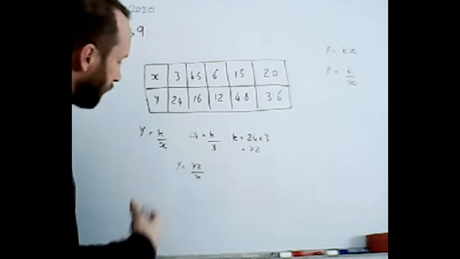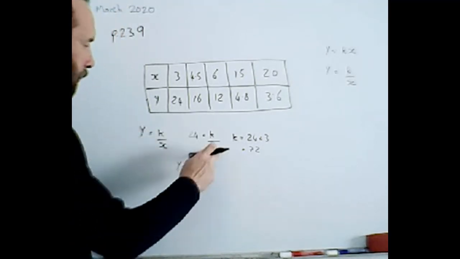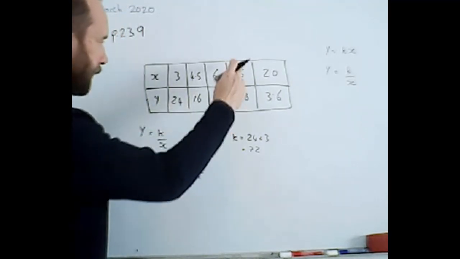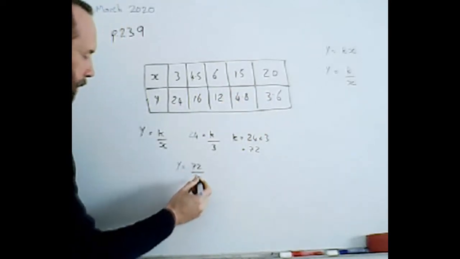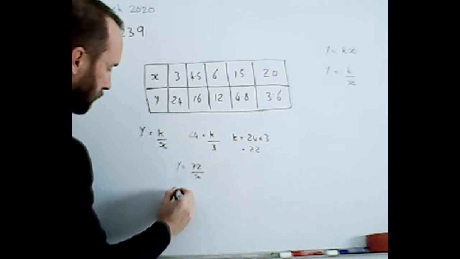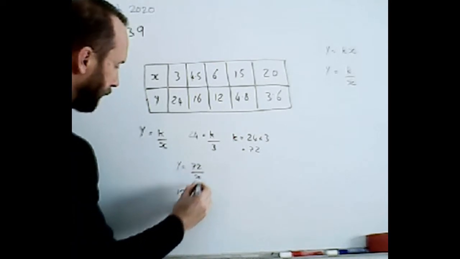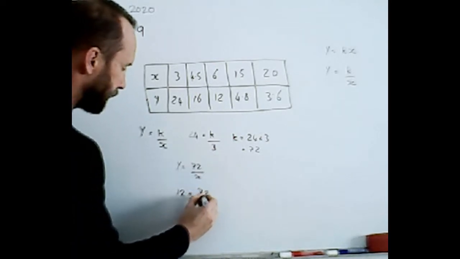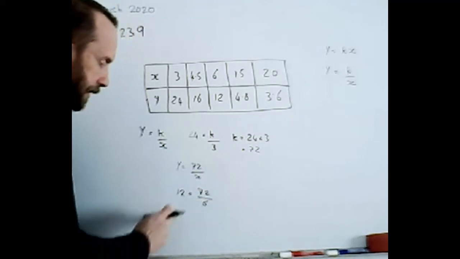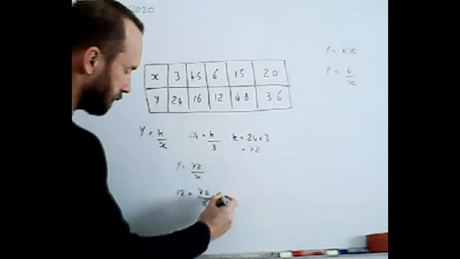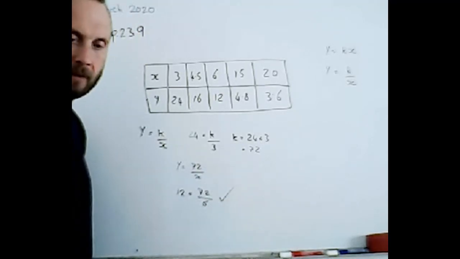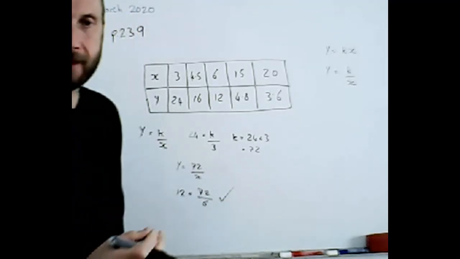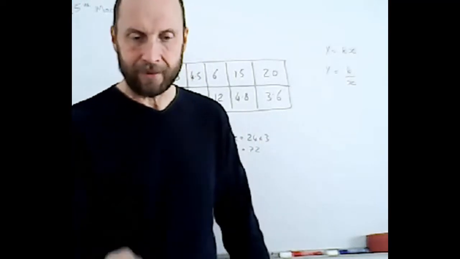So let's check it. We know that this one works. Let's try a different one. Let's do the 12 one again, it's easier. So 12 equals 72 divided by 6. Yes, that's true. So therefore we know this is inversely proportional. The other thing with inverse proportion is that if you put it on a graph, you can see examples in the book.